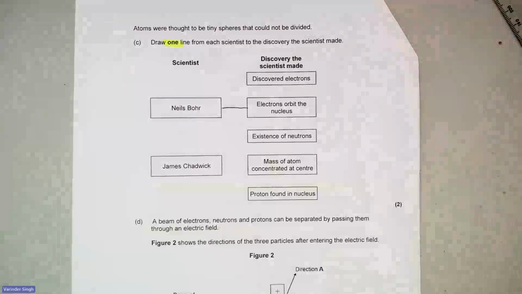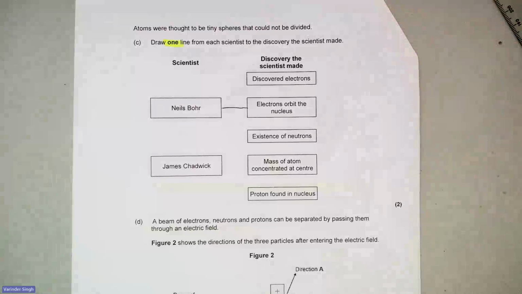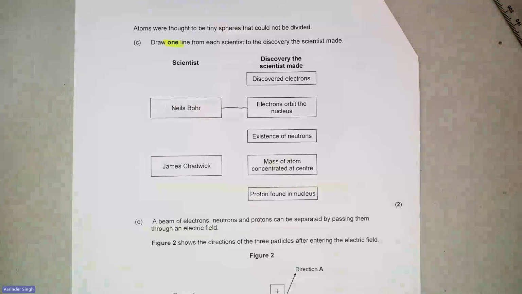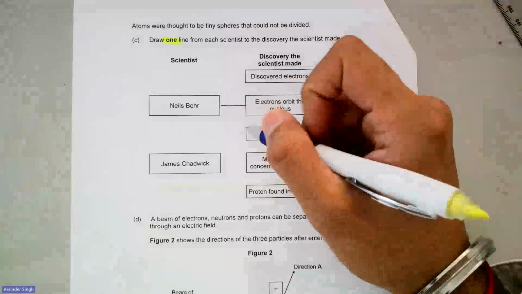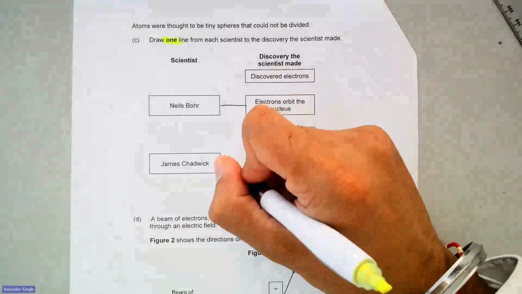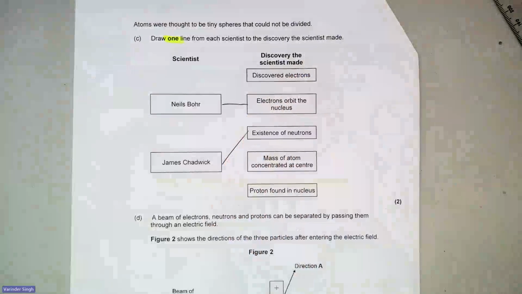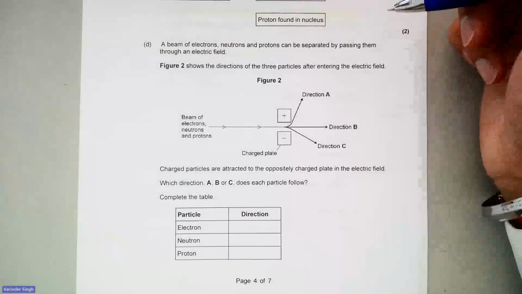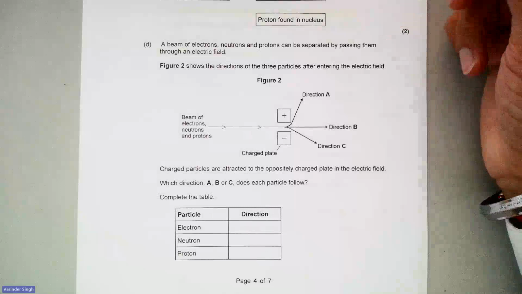For anyone who wants to go back and check the scientists involved, make sure you open up that atomic structure booklet from year 9, because that's when you did it. And then you can refamiliarize yourself with all the different scientists involved. So James Chadwick, existence of neutrons. Okay. Next part of the question focuses mainly on the subatomic particles.